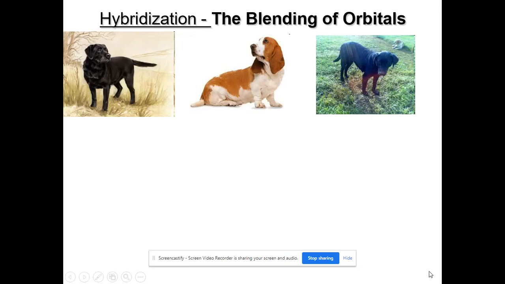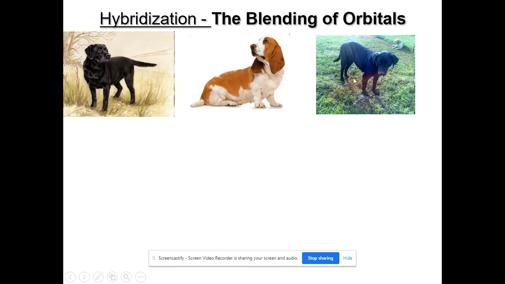Okay, today what I would like to go over is hybridization. And this has to do with blending of orbitals. So we're going to be revisiting S and P and D orbitals that you guys learned about in the electron structure unit. So here at the top, I have an analogy.